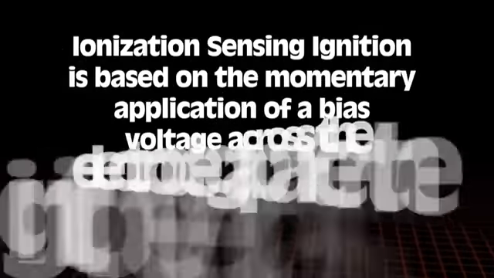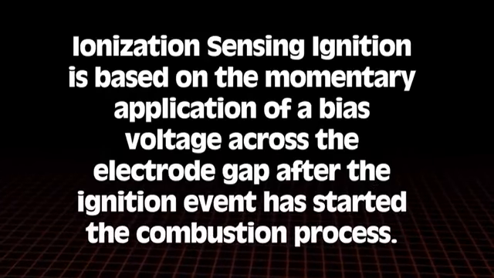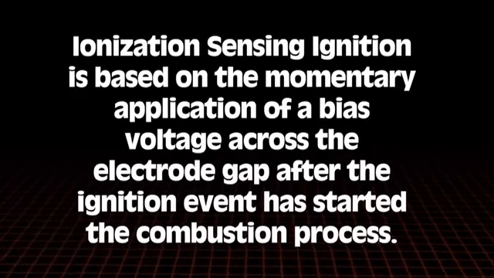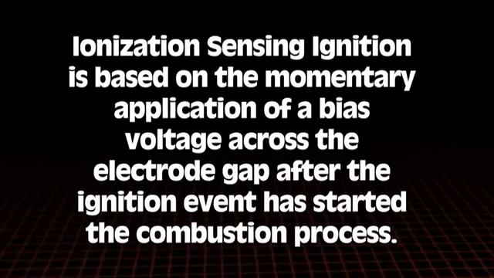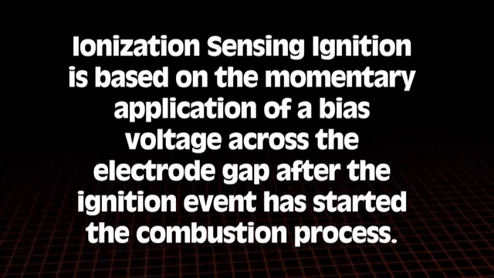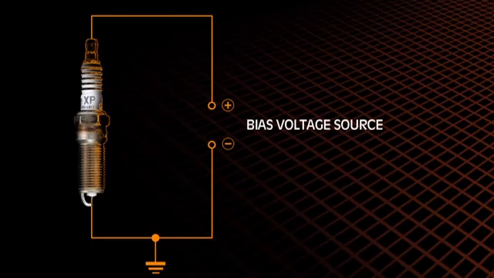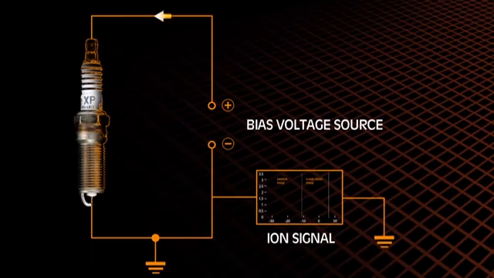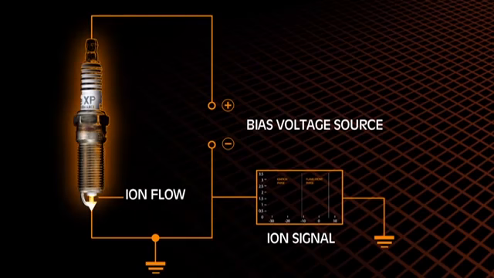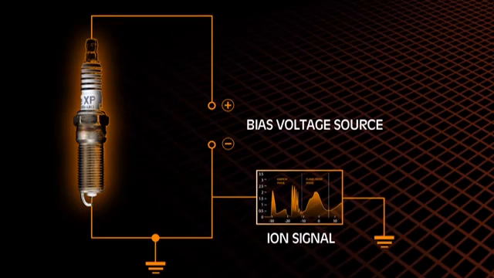The ionization sensing ignition is based on the momentary application of a bias voltage across the electrode gap after the ignition event has started the combustion process. The resulting ion current from the bias voltage is proportional to the number of combustion ions occurring. The ion current level and duration can be used to monitor combustion-related phenomena specific to the cylinder.